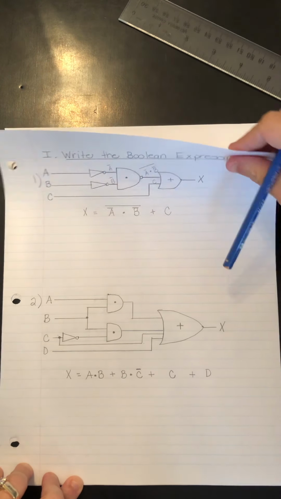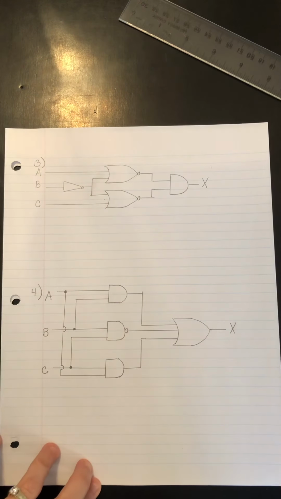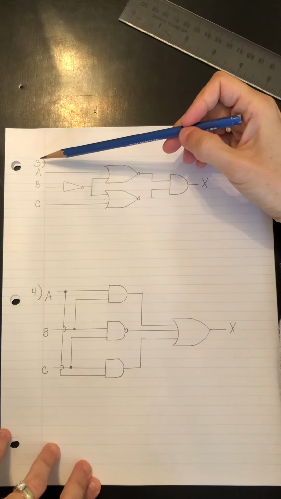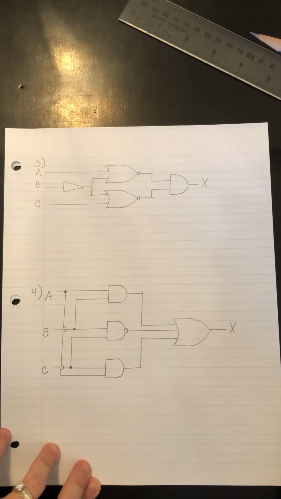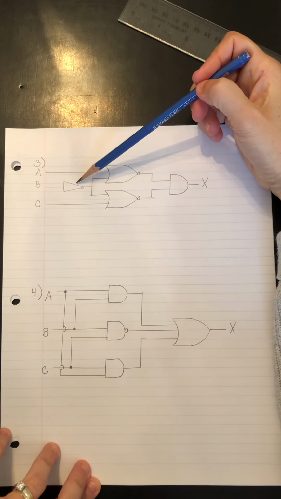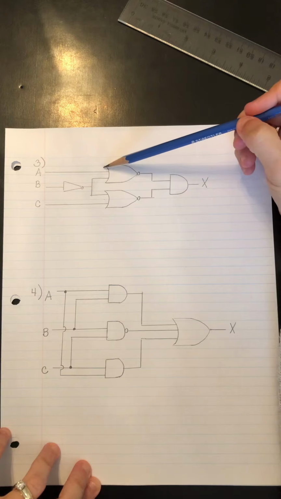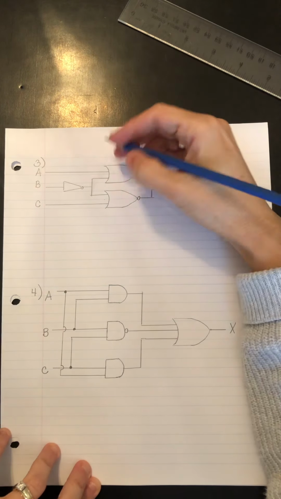All right, let's try our next one. Okay, so here's a diagram I drew. This is example 3. So again, let's just name the types of gates. So here's the inverter. These two are round in the front. We know that means adding.